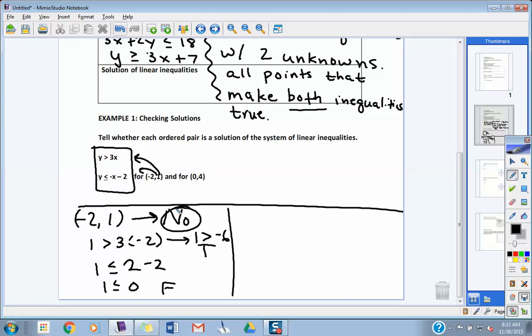All right? So let's check 0, comma 4 next. 0, comma 4. What's going in for y? 4 greater than 3 times 0. So this becomes 4 is greater than 0. True or false? 4 greater than 0? That's true.